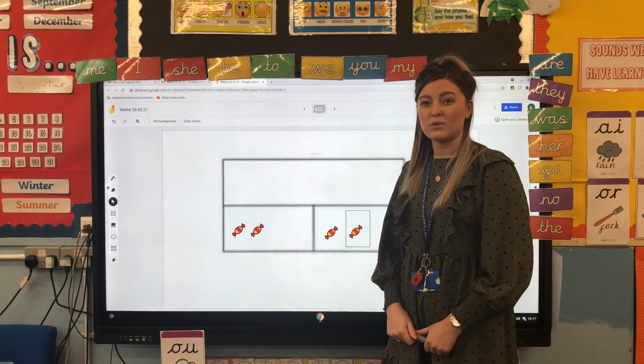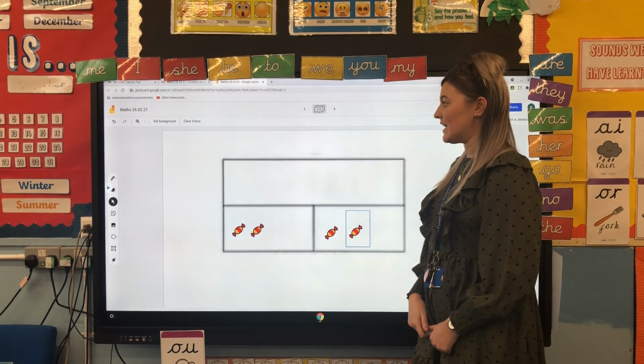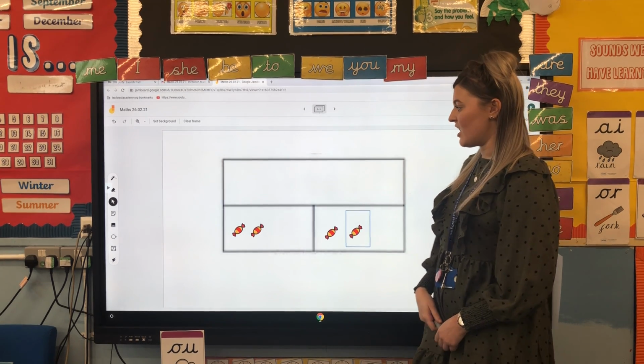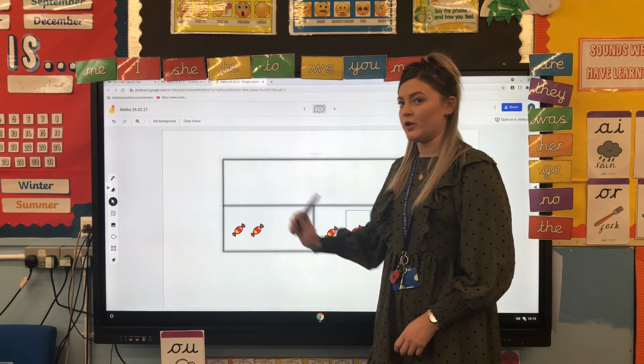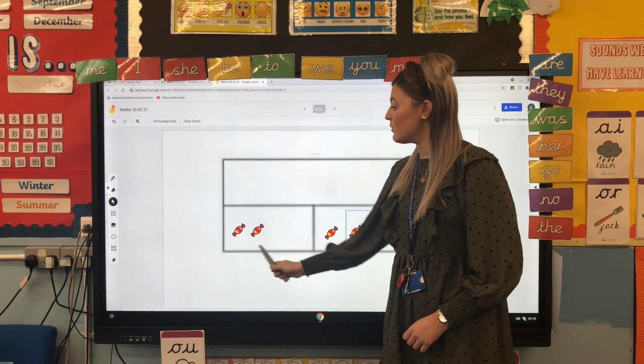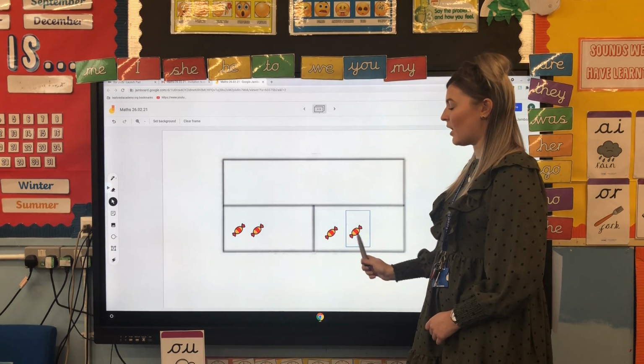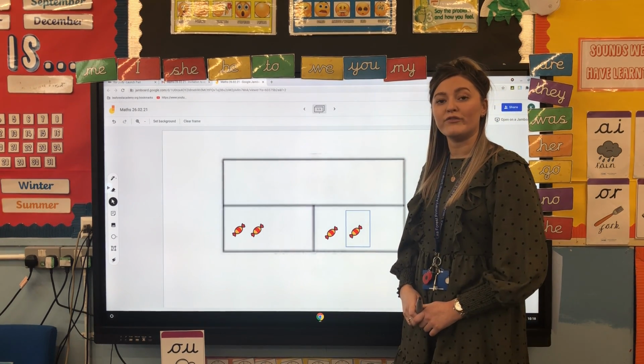Can you tell an adult at home what is half of 4? Excellent if you have said 2, because I have 2 in my first group and I have 2 in my second group. So half of 4 is 2.